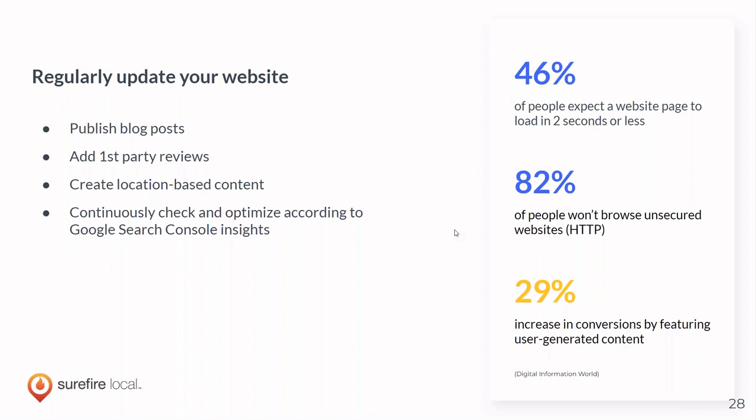location-based content. You can create content based on your surrounding areas and your community and maybe the things that happen within it. I'm thinking mostly towards businesses that are directly affected by weather, like in around our area, tree trimmers, roof repairs, etc. Continuously check and optimize according to Google Search Console Insights.